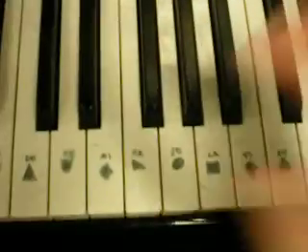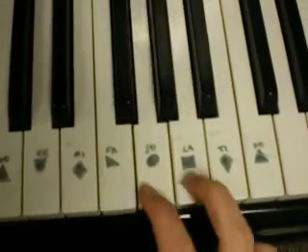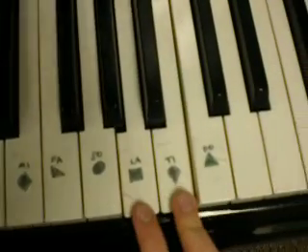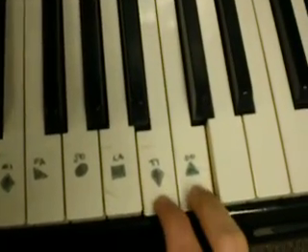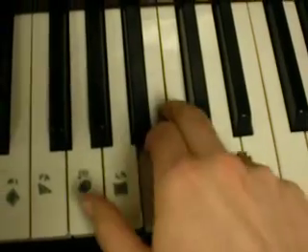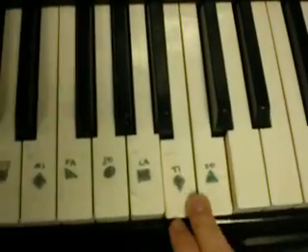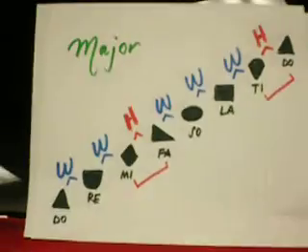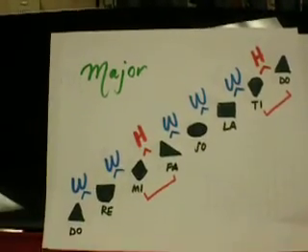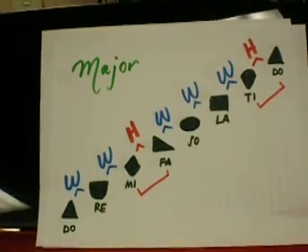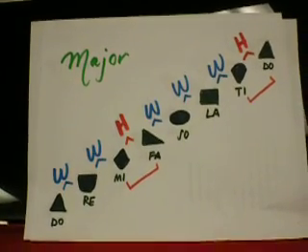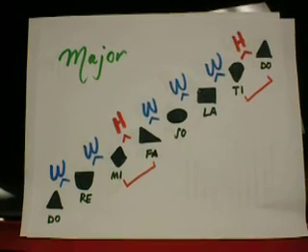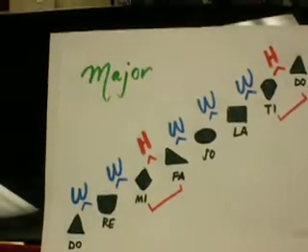Okay, where was I? Fa to so, whole step. So to la, whole step. La to ti, whole step. Ti to do, that's a half step. It's located right here because there's no black key in between it. See? Mi to fa and ti to do. I've illustrated it for you on this beautiful chart so you can see exactly where the half steps are in the major scale. Whole steps everywhere, except half steps between mi and fa and ti and do.